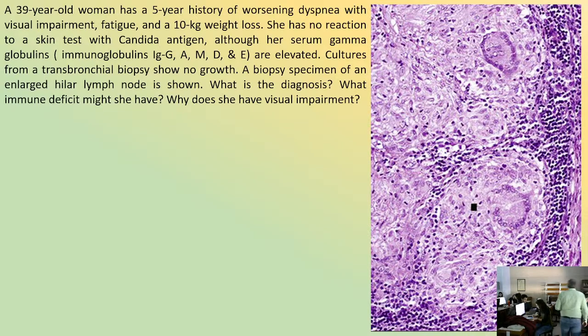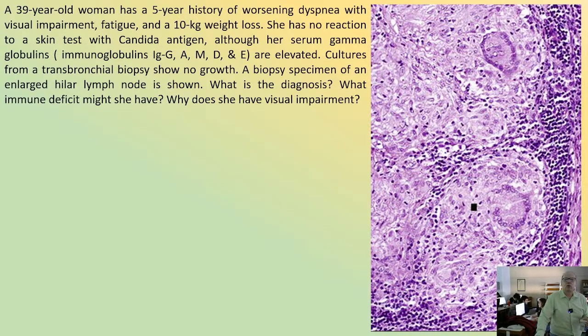That is the difference between the immune and the foreign body granuloma, where they phagocytose foreign bodies, a foreign tissue, a foreign particle. Now, here is a case of a lymph node. Let's have a look at the patient's history. It's a 39-year-old woman with worsening dyspnea and visual impairment. That means it is a polysystemic disease. Something has affected her vision, fatigue, and weight loss.